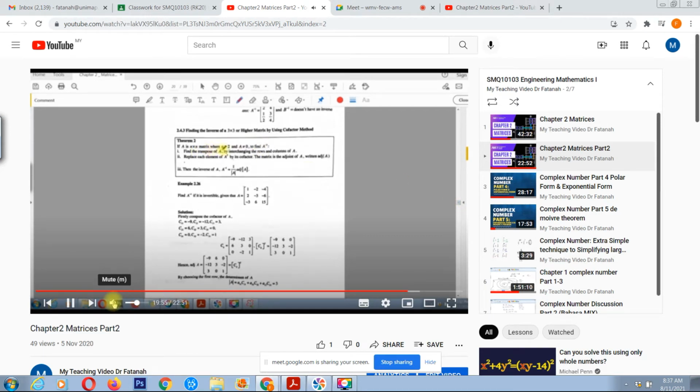Find the transpose of A. Transpose of A by interchanging the row and column. Transpose as usual. And then replace each element of A transpose by its cofactor. Okay, replace them by cofactor. How do we find the cofactor?